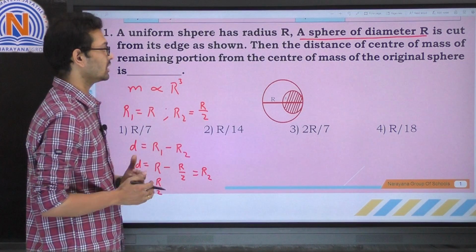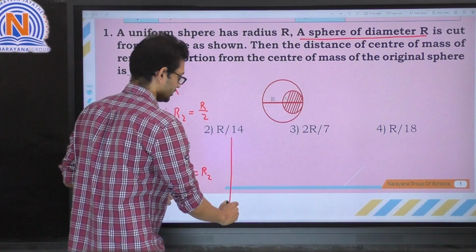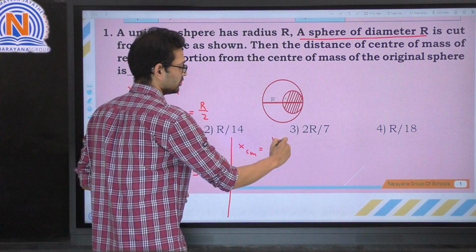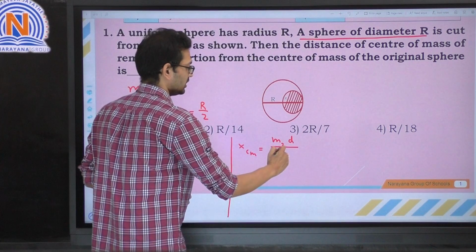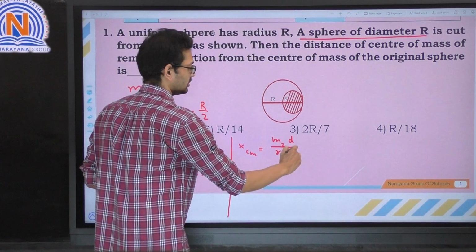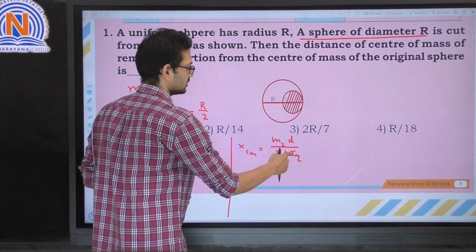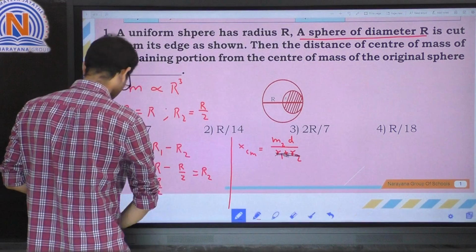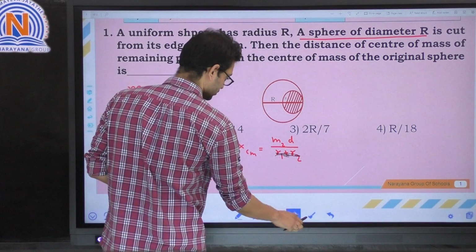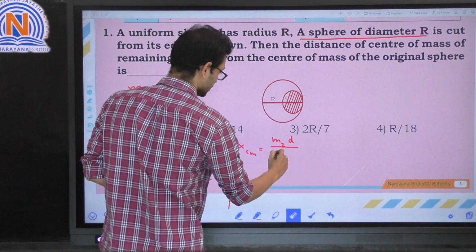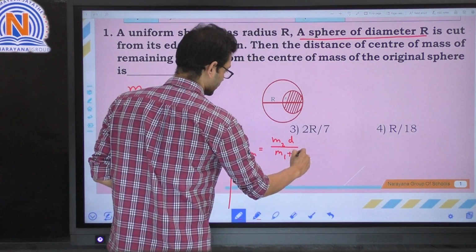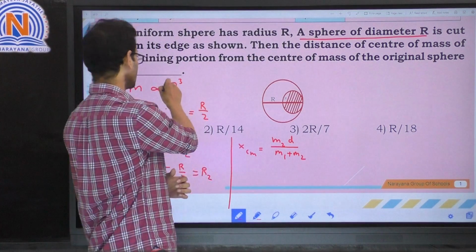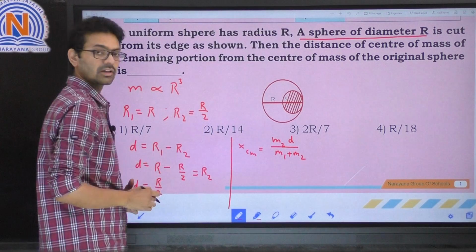Now to find the center of mass, let us think of x center of mass. Your formula is xcm equals m2 into d by m1 plus m2. Now we all know that m is directly proportional to r cube. So we will substitute r cube over there.